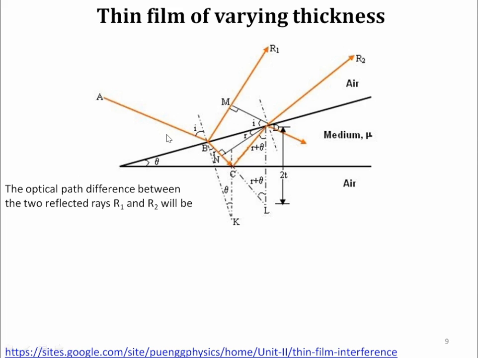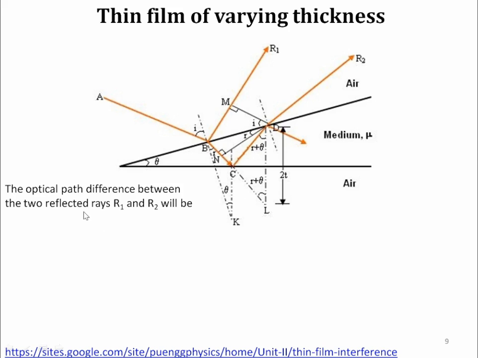path difference. The situation is: a light ray is coming here, this is the angle of incidence, this is a perpendicular drawn onto this surface. It gets reflected, say R1, and part of it is transmitted, then reflected according to the laws of reflection, coming here, going away from the normal, R2. So these R1 and R2 may suffer interference, or they may superpose. Now, based upon the optical path difference between these two, we may see whether there will be constructive or destructive interference.